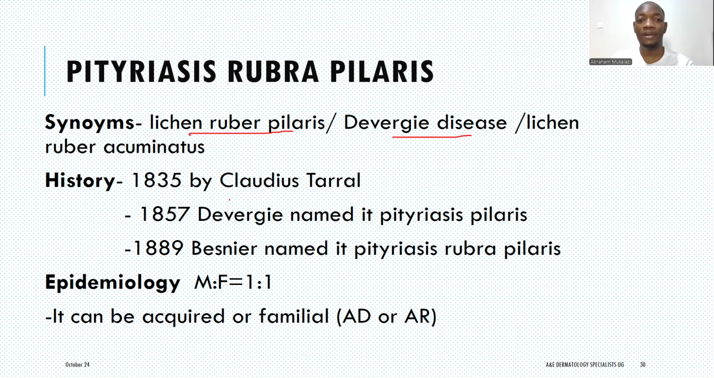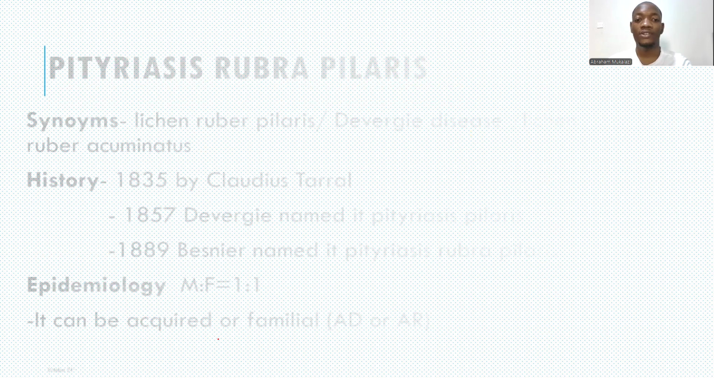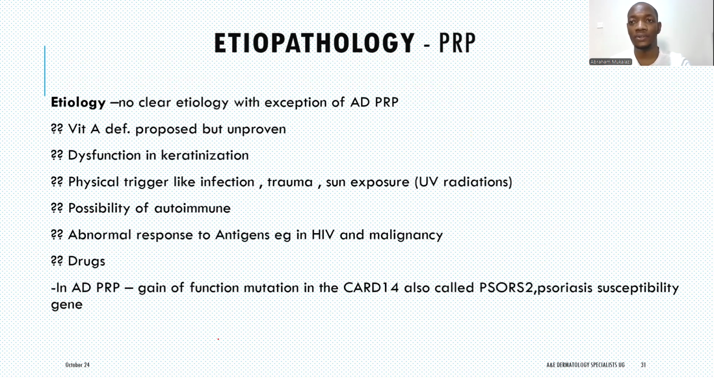It was first described by Claudius Tarral in about 1835, and then Devergie is the one who came and named it Pityriasis pilaris, and then later on Besnier came and added the word rubra because of the erythema that comes with this condition. It has an equal distribution, affecting both male and female equally, and it can either be acquired or even familial. In case it is familial, it can be either autosomal dominant or autosomal recessive. So it has both acquired forms and also inherited patterns.